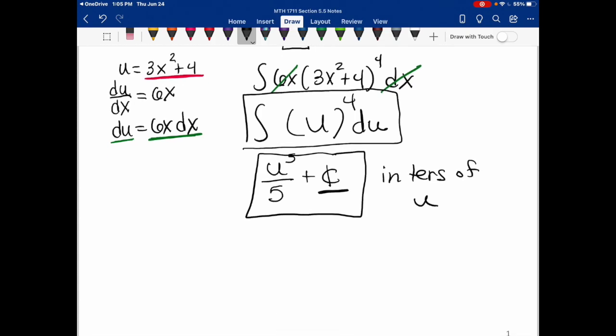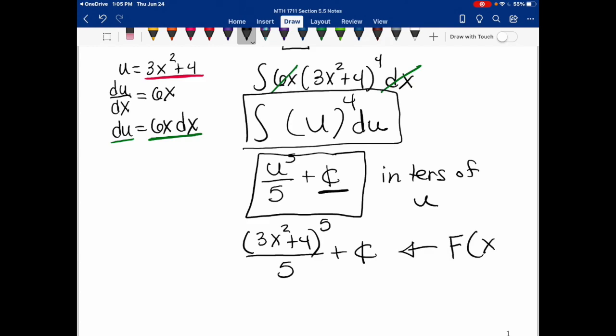The question asked us in terms of x. So now we have to go back in and resubstitute everything that we have for u back in terms of x. So u, we said, was 3x squared plus 4. So in parentheses, I'm going to substitute u for 3x squared plus 4, and that's all raised to the 5th, and this is divided by 5 plus our constant.